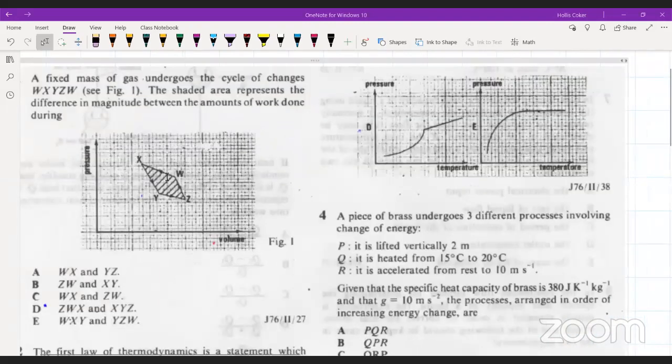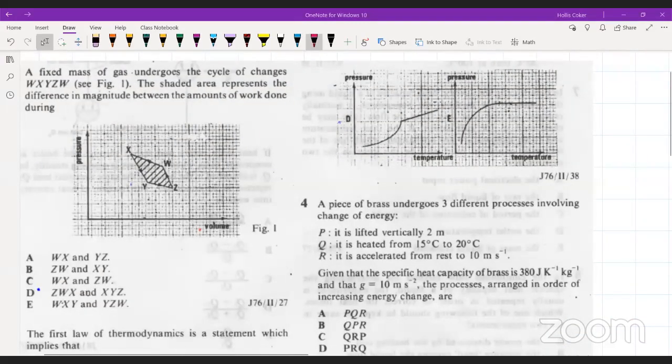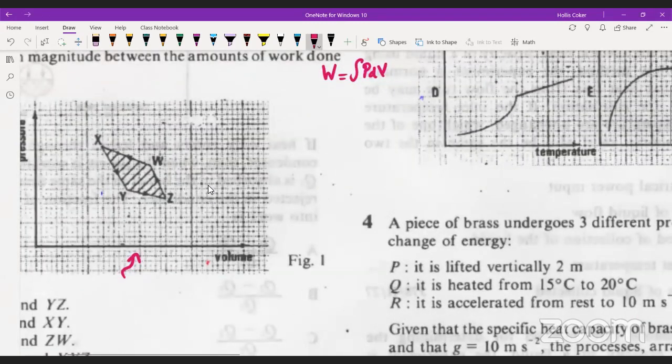So let's look at the question here. It's a graph of pressure against volume. And what we know, if you remember correctly, is that the work done is the area under a pressure-volume graph, which is the integral of P dV, right? So if you look at the question carefully, if you zoom in, you see some arrows. We'll see an arrow on this process going from Z to W, one from W to X.